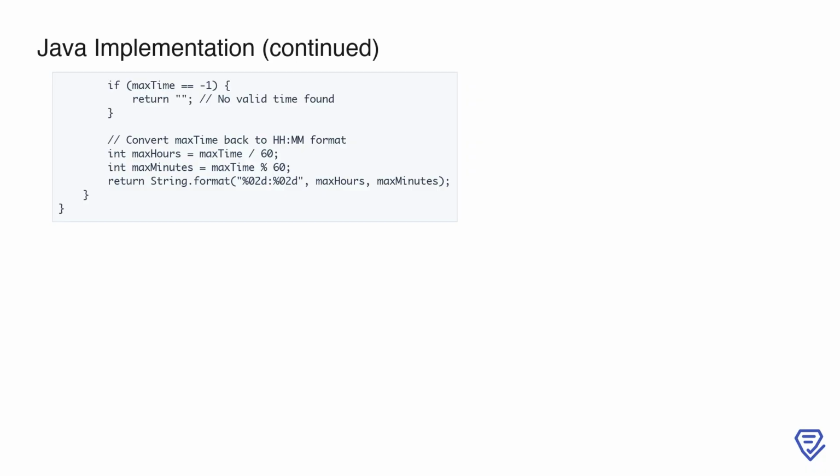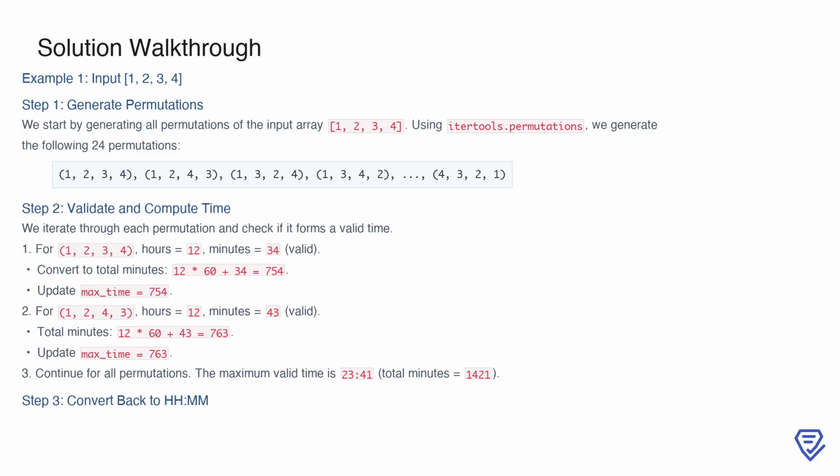given digits. To solve this problem, we begin with the input array 1, 2, 3, 4. The first step is to generate all possible permutations of these digits. Using Python's itertools.permutations, we can create 24 unique arrangements, such as 1, 2, 3, 4, 1, 2, 4, 3, and so on. These permutations represent all the potential orderings of the digits.